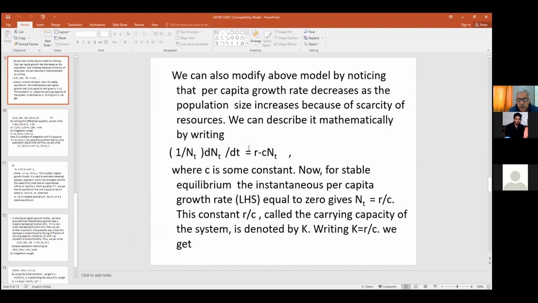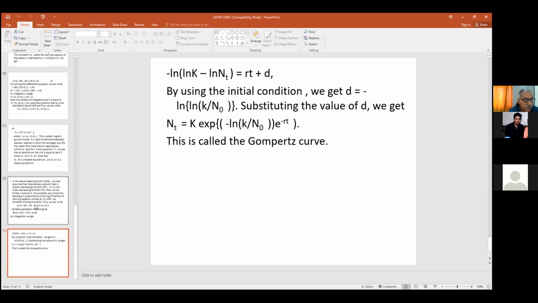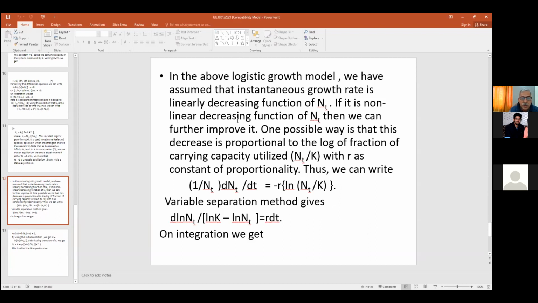This one, linearly decreasing. Here the left hand side is the per capita growth rate. It is linearly decreasing in N_t, but sometimes it is not linearly decreasing. It is decreasing, but not linearly. Then the mathematician can think of some non-linear function also. So in the above logistic model, we have assumed that the instantaneous growth rate is a linearly decreasing function of N_t. If it is a non-linear decreasing function of N_t, then we can further improve it.